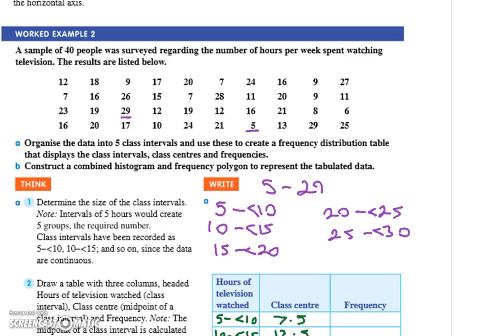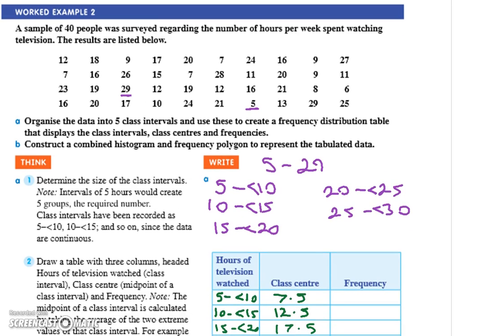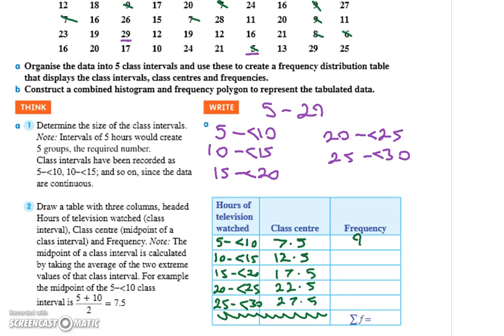What I generally do when I'm doing stuff like this is I'll do one at a time. Like I'll go for the 5 to less than 10. So there's 1, 2, 3, 4, 5, 6, 7, 8, 9. Did you get 9? Yeah. 7, 10, 8, 6. And it better be 40, otherwise you've missed one. Cool. Everyone happy with that?